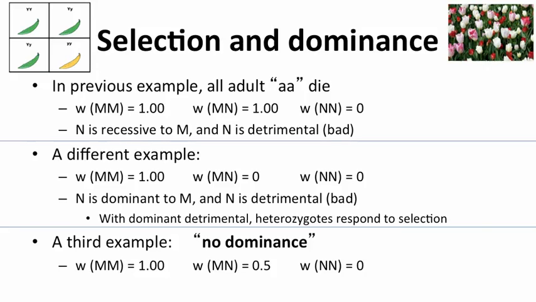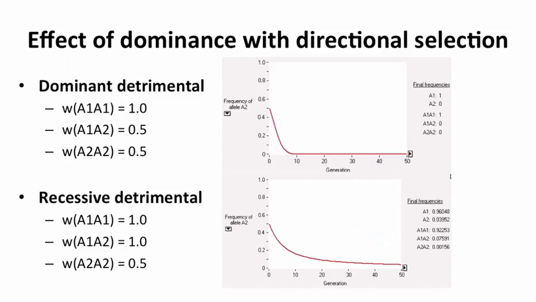But the rate will be very different. In this case, selection would be very slow to eliminate N's. In this case, selection would be very fast to eliminate N's. In this case, it would be intermediate. Now, we can see this. Here is the effect of dominance with directional selection. This is using that allele A1 software that I mentioned before. So let's look at the case now. The alleles in this case are called A1 and A2.